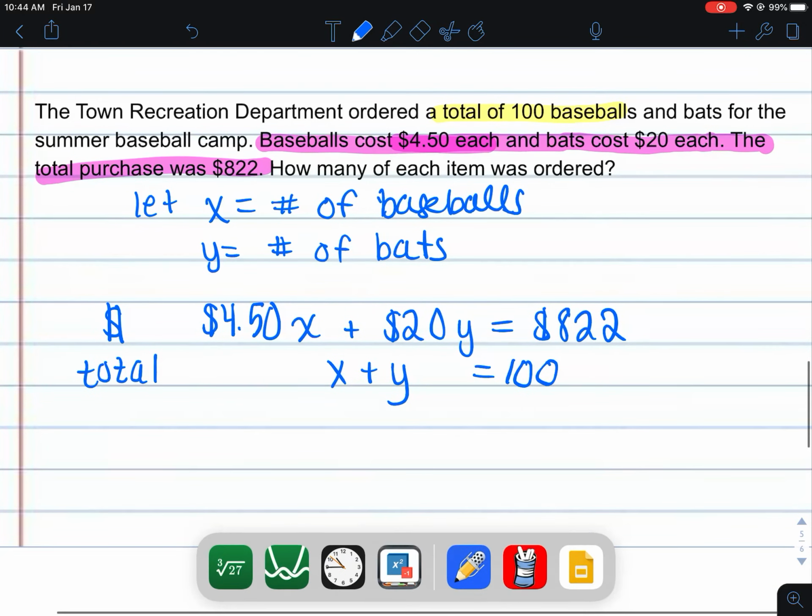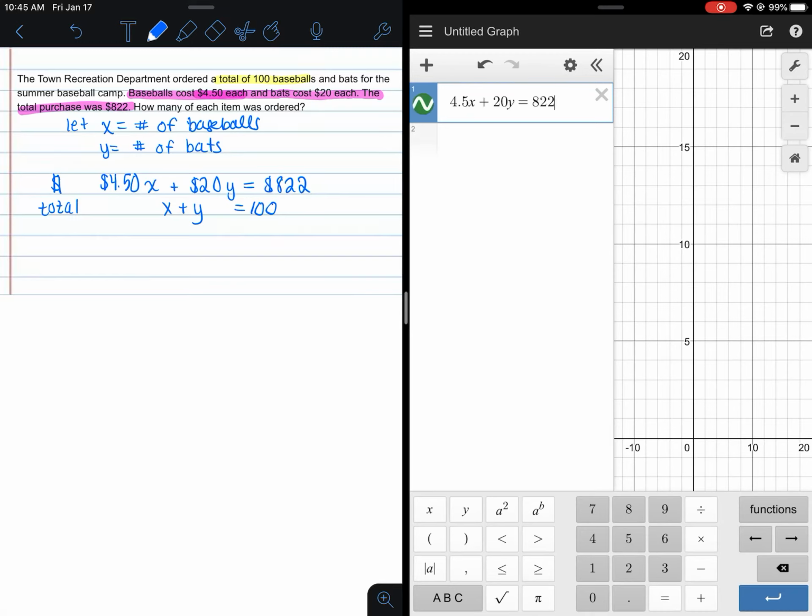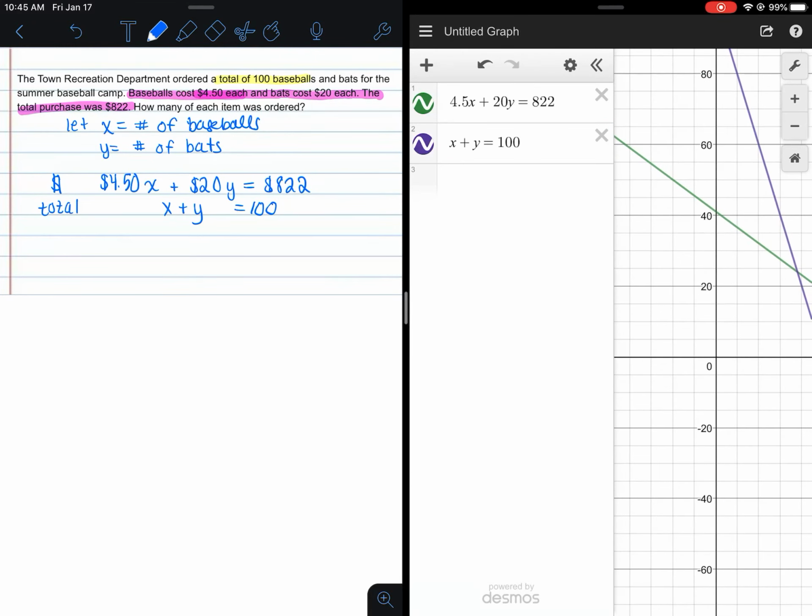There we go. And like I said, I know I've said it 100 times, but don't think that Desmos is going to be there forever. I'm taking it away. But for today's purposes, I wanted you to mostly focus on making sure you can translate, and the solving part we'll do later. Okay, $822, and then x plus y equals 100. Okay, so you're going to have to zoom out.